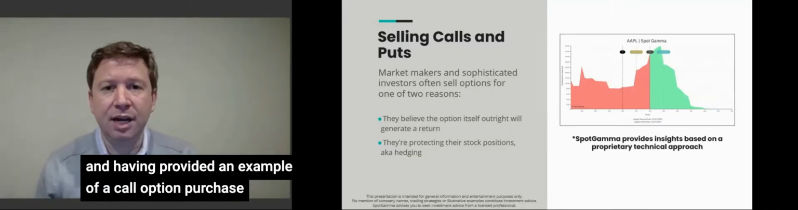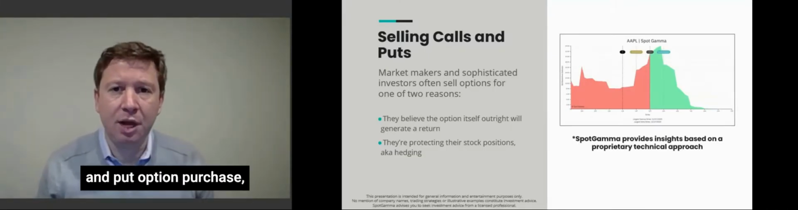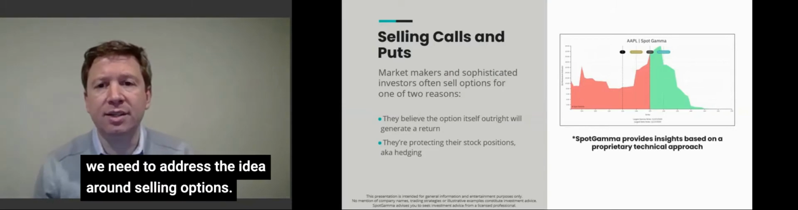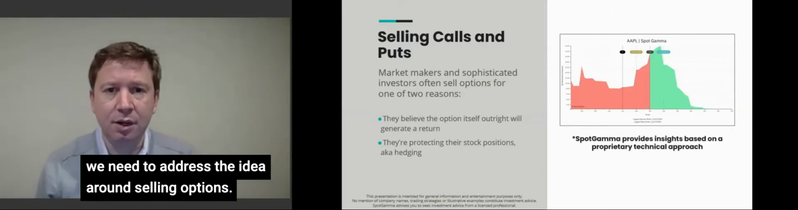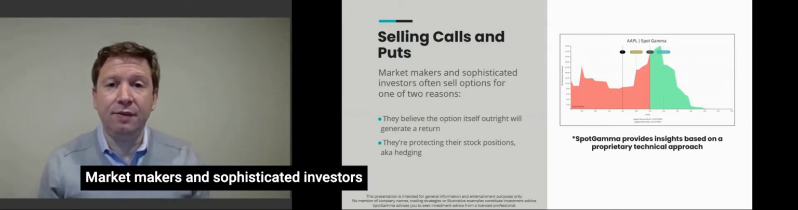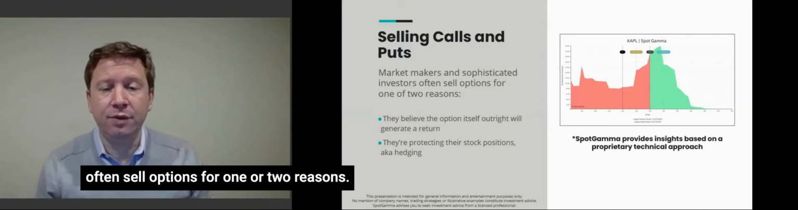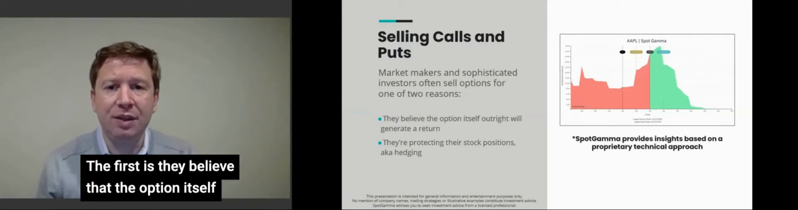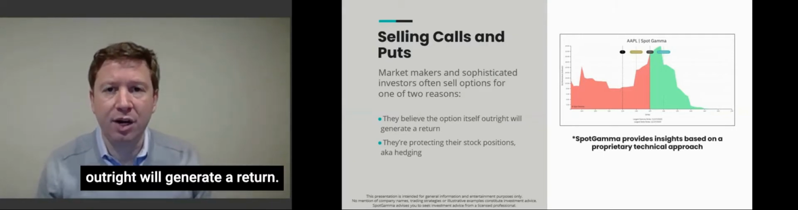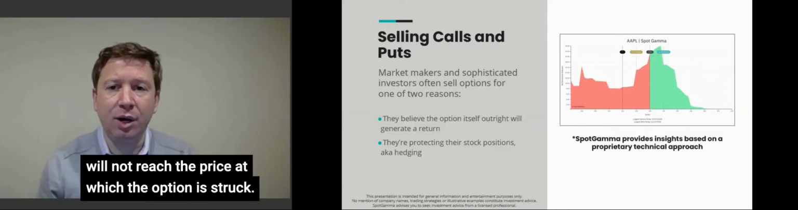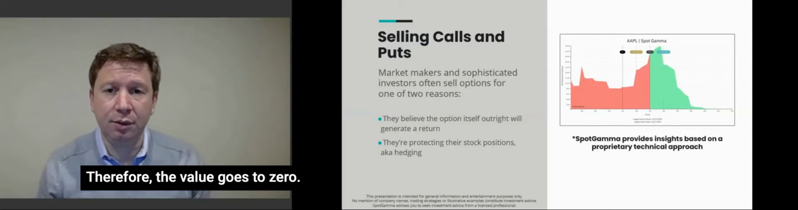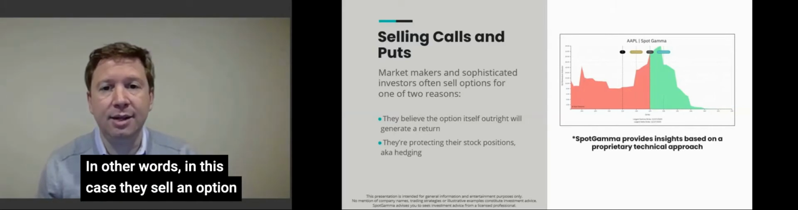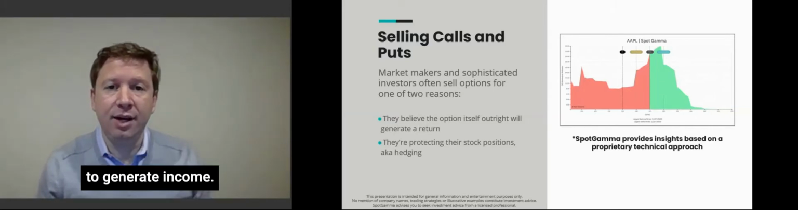Having covered the basics of options and having provided an example of a call option purchase and put option purchase, we need to address the idea around selling options. Market makers and sophisticated investors often sell options for one of 2 reasons. The first is they believe that the option itself outright will generate a return. This is because they think the stock will not reach the price at which the option is struck. Therefore, the value goes to 0. In other words, in this case, they sell an option to generate income.